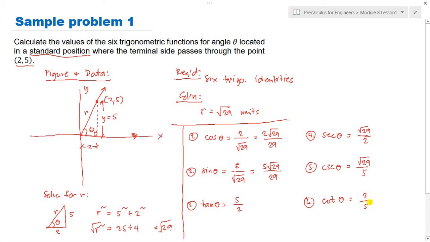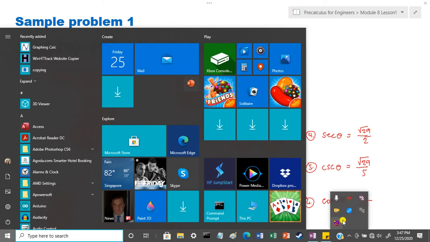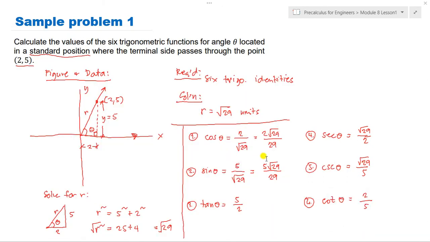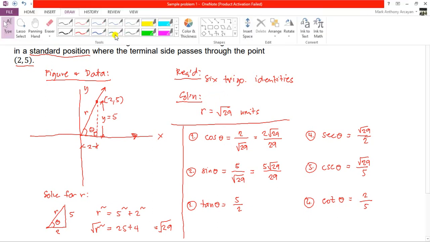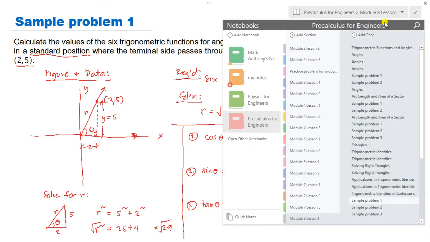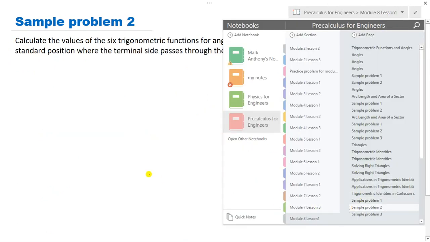Okay, so let's continue. These are our final answers: cosine, sine, tangent, secant, cosecant, and cotangent of theta. So let's proceed to the next example.